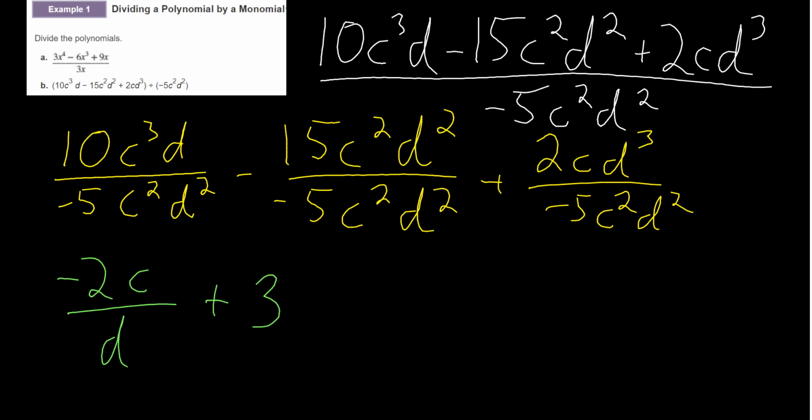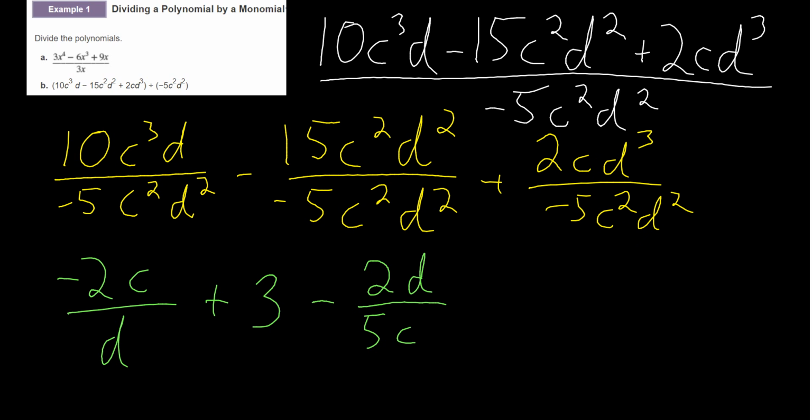And then the last one, we have a plus sign, so it's going to be plus, but we have a 2 over a negative 5, okay? Well, plus a 2 over a negative 5 is the same thing as saying minus 2/5, right? 2/5. And then the c, we put the c in the denominator, and we put the d in the numerator, because again, they cancel out. This c cancels out, and there's one left. This d cancels out, and there's one left. Okay. So that's how we divide polynomials by a monomial.